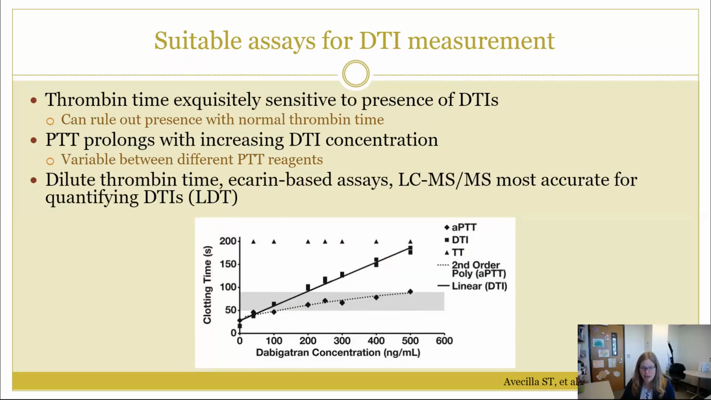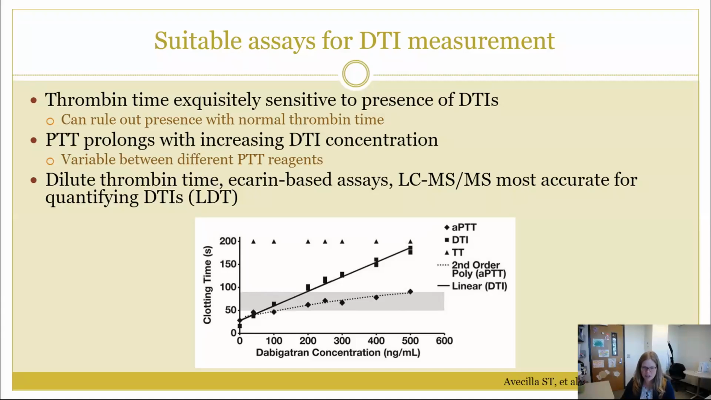The most accurate ways of quantifying direct thrombin inhibitors are all laboratory developed tests, or LDTs. There's a modification to the thrombin time called the dilute thrombin time that is more quantitative than the normal thrombin time. There are ecarin-based both clotting and chromogenic assays, and then there, of course, is use of mass spectrometry. These are all more accurate, but harder for most laboratories to access.